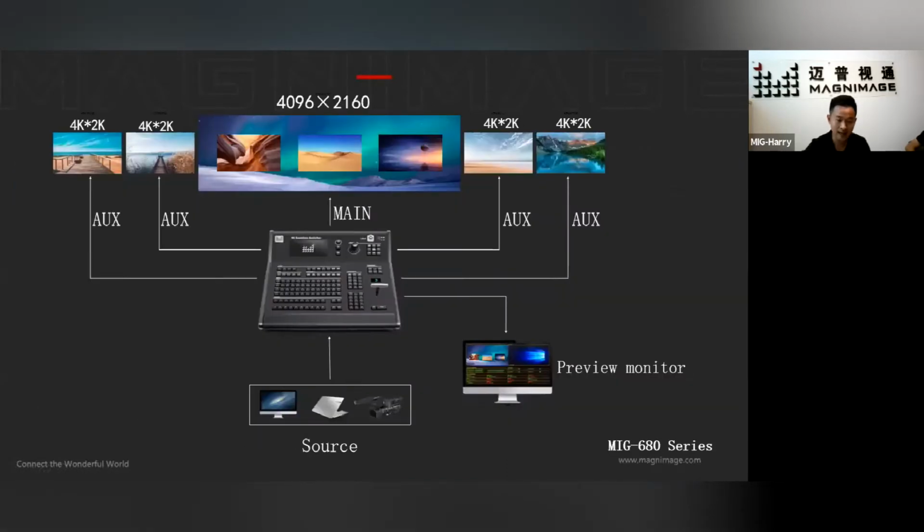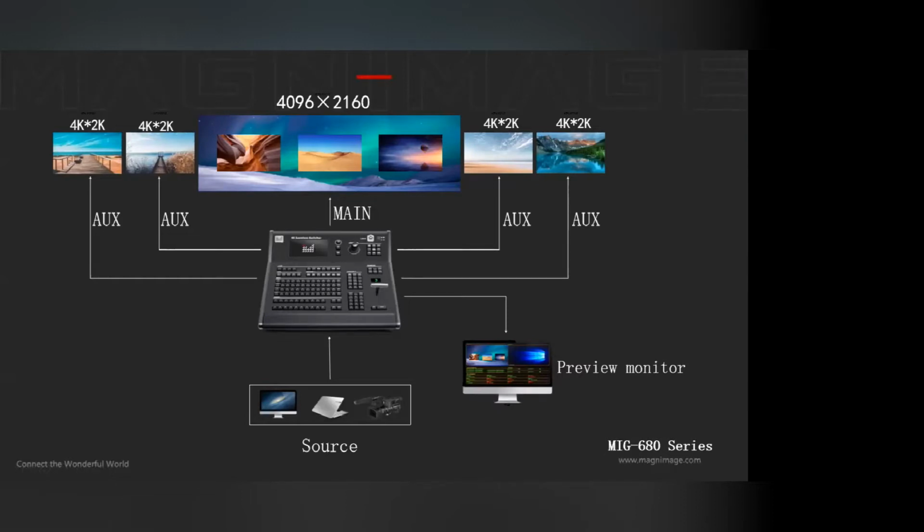Okay, let's see the connection. At the bottom is the input source: PC, laptop, or video camera. This is input to the 680 switcher. Output at the right-hand side goes to the preview monitor. It can take 5 screens: one is the main output screen, and 4 aux outputs. Each output supports 4K by 2K at 60 Hz, like 4096 by 2160.